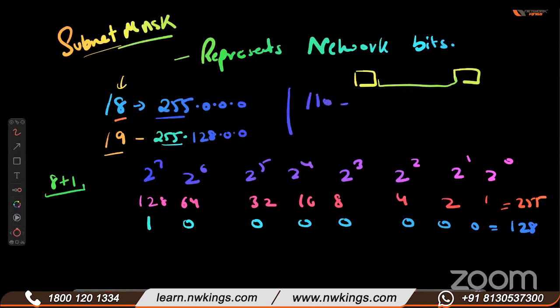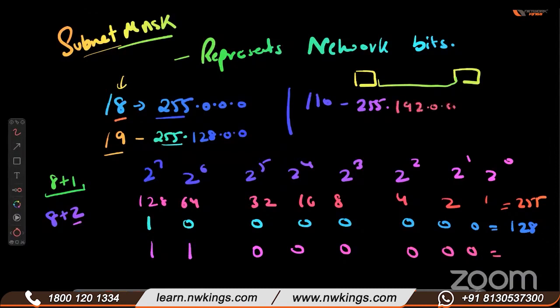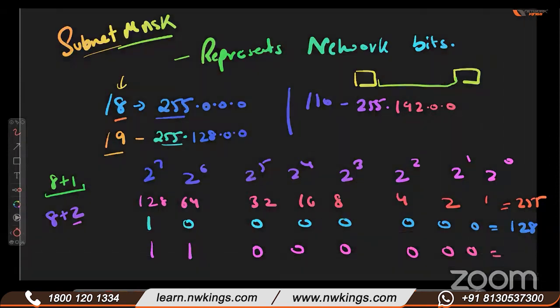And if I give any value for /10, let's suppose, to calculate 10, what will you do? 8 plus 2. So 8 means 255, but 2 bits means 1, 1. So you calculate, you get 192.0.0. Let's not calculate it fully because it's a little complex formula, but I wanted to explain how we calculate.